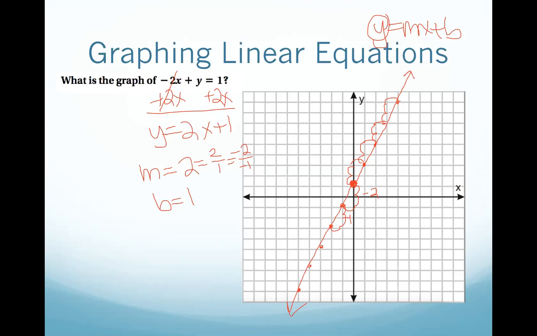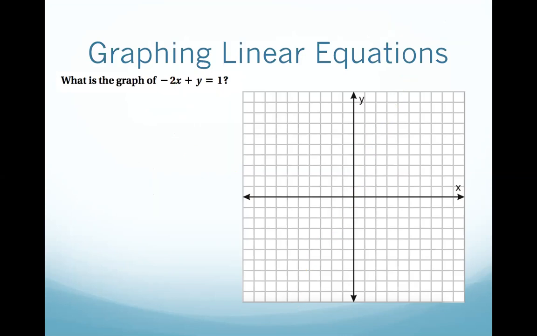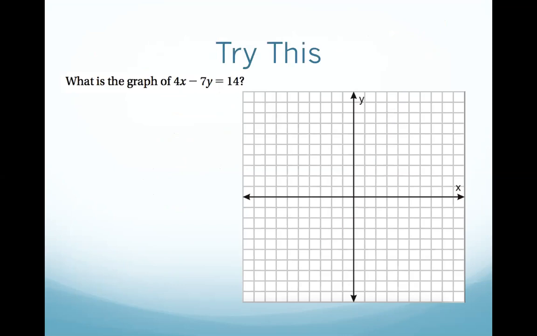Let's look at one more example here. Our last slide is a try this. I want you to try graphing this and then we'll look at it together. It's a little bit harder than the last one, but I know you can do it. Okay, so our first step, remember, is to put this into y-intercept form. So how am I going to do that? Well, I'm going to start by subtracting 4x from both sides because I need y by itself. So I have -7y equals -4x plus 14.